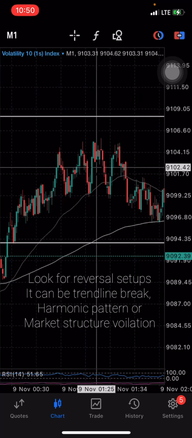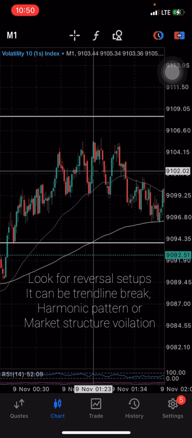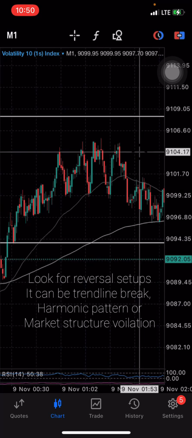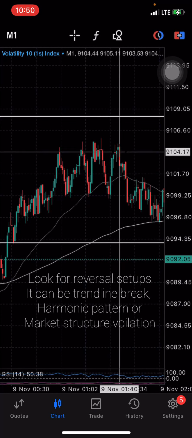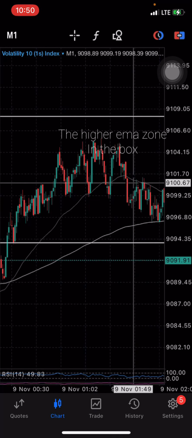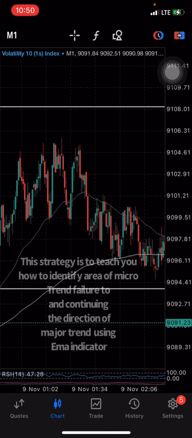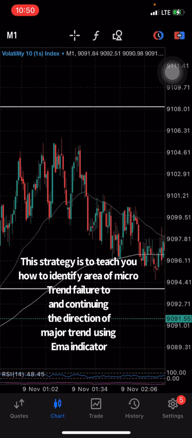If you are someone who is also trading an EMA cross or some other reversal strategy, you will see it inside this box before price rejects that EMA. So this is not actually a video teaching you a whole new concept, but this video is teaching you how to identify points of interest for reversals to continue a major trend.